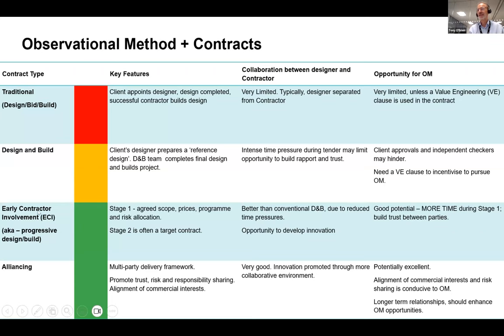So more modern contracts are the green area here. These types of contracts are really starting to be used in the last few years: early contractor involvement, progressive design build. The key change here is there's usually a lot more time for the parties to work together, to gain trust, and to explore opportunities, which is really what the OM is also about. It's not just about controlling downside risks. It's also about creating opportunity to do something better. And that's really what the OM is about, and what we need to focus on in the future for the industry, I think.